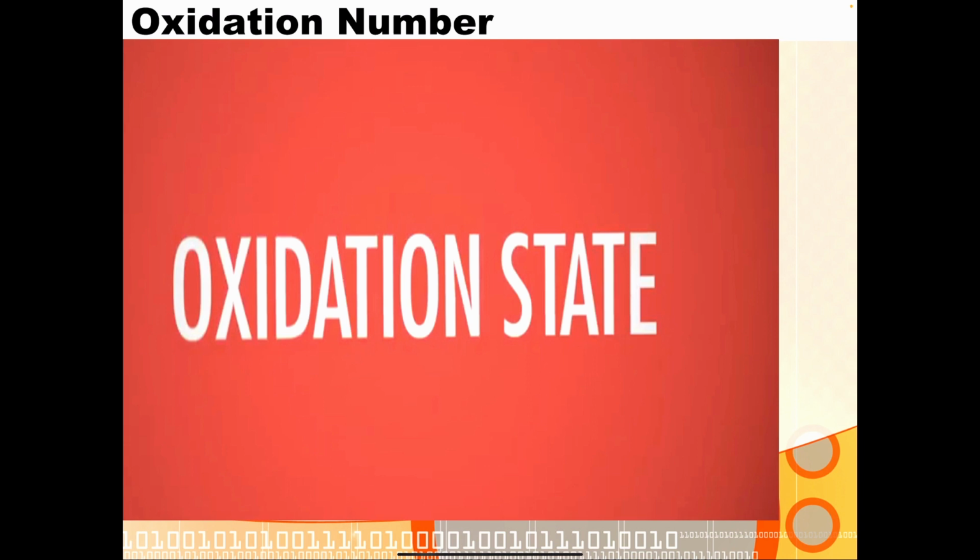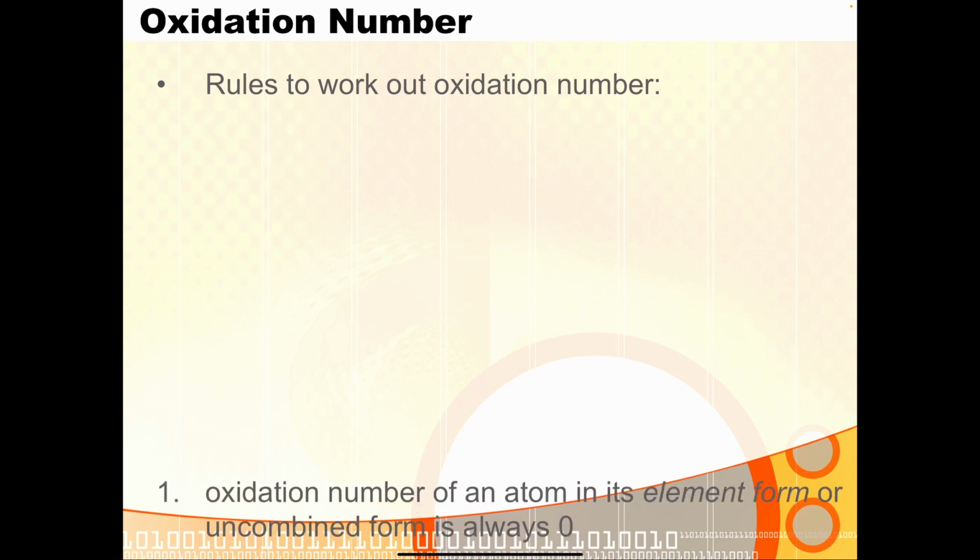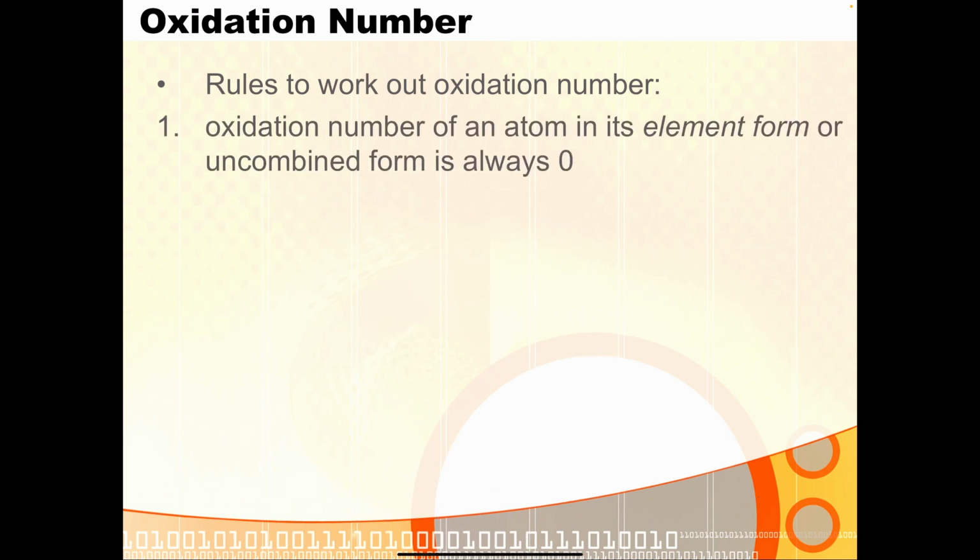Now let's go to the oxidation state. Rules to work out the oxidation number. Rule number one: the oxidation number of an atom in its element form or uncombined form is always taken as zero. For example, sodium, helium, nitrogen, sulfur, all are taken as zero in their element form.